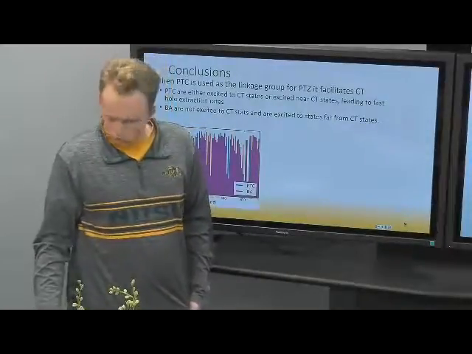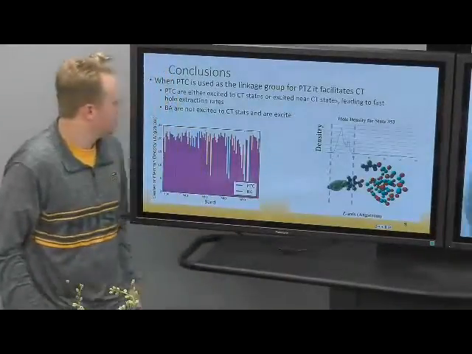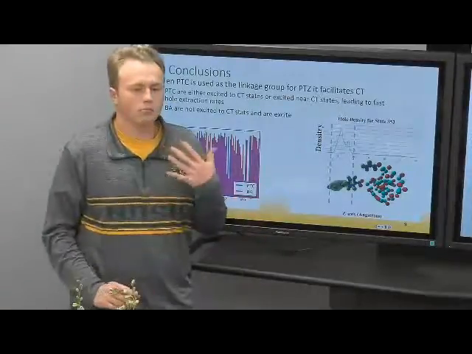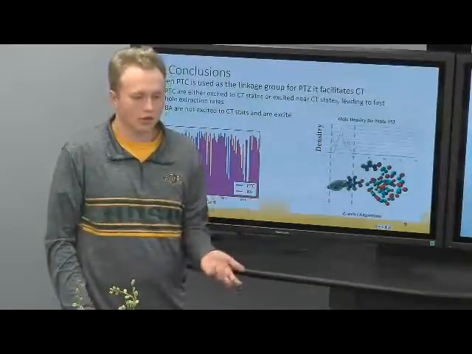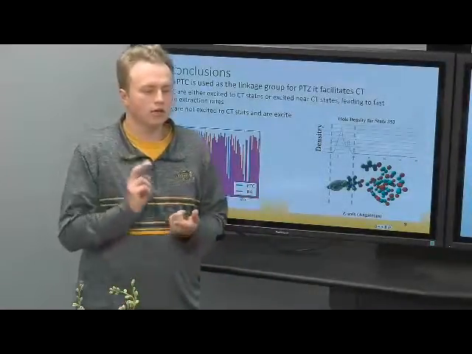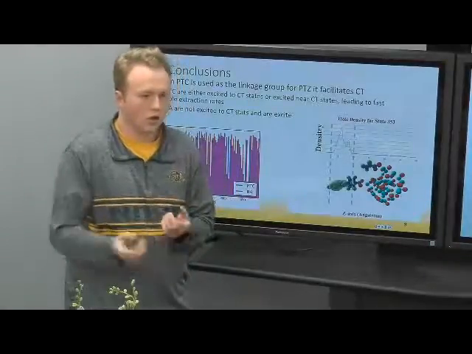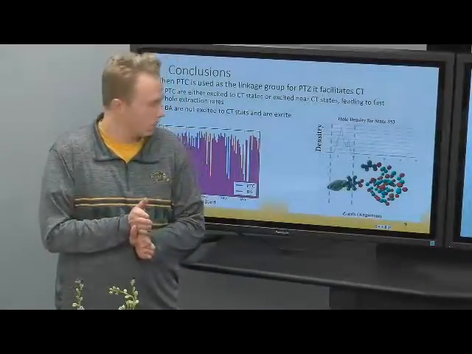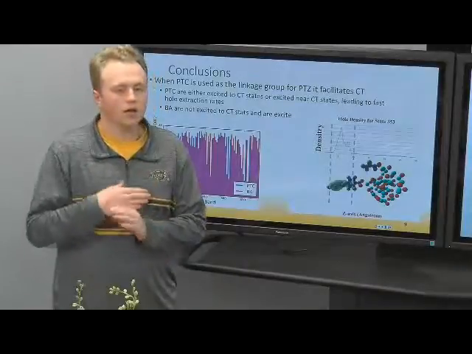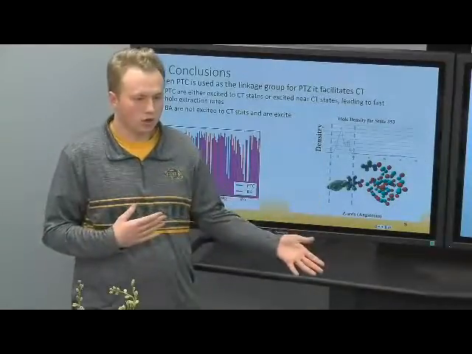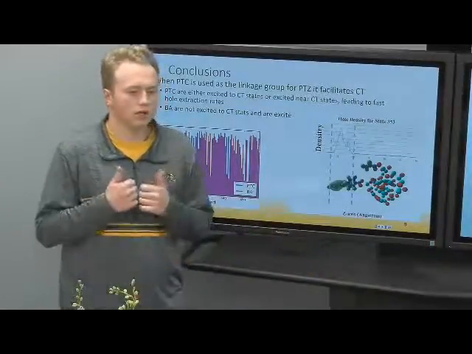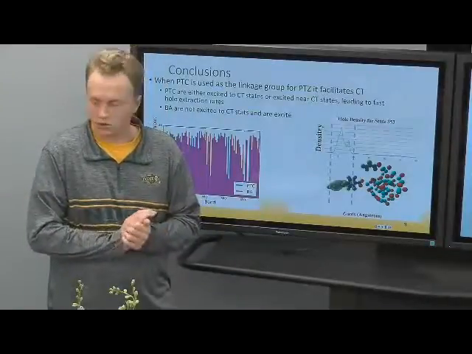So in conclusion, we can conclude that PTC facilitates charge transfer because it is either initially excited to a charge transfer state or it is very close to a charge transfer state, whereas BA has to relax down to a charge transfer state, which will increase our rate for hole extraction.